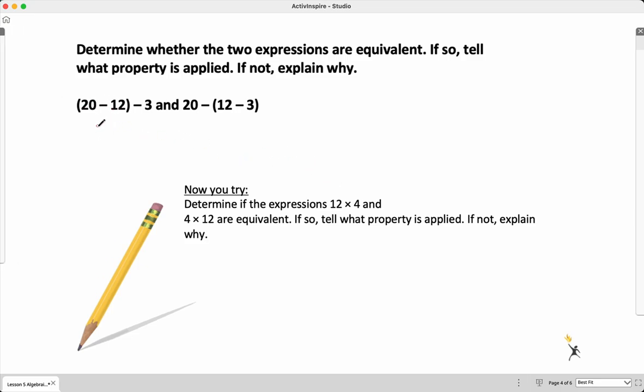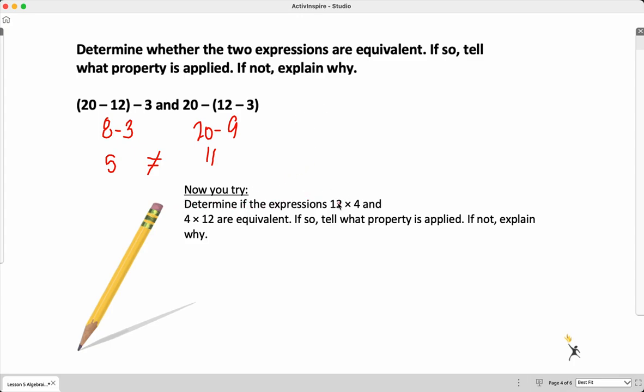20 minus 12 happens to be 8. 8 minus 3 is 5, okay? 12 minus 3 is 9, and 20 minus 9 is 11. So are they equivalent? No. That's what this sign means. So it would not apply the property because subtraction doesn't work. Now, if we do think about these in terms of negative numbers, then we can make it work. It can work if they're negative, but we'll discuss that another time.